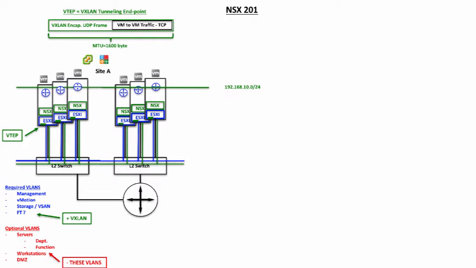So you still need the required VLANs. The required VLANs are required to facilitate the ESXi cluster, right? You need that regardless of what you do. The only additional VLAN you would need is the VLAN to facilitate the VXLAN encapsulation traffic. But all of those optional VLANs are no longer required, right?